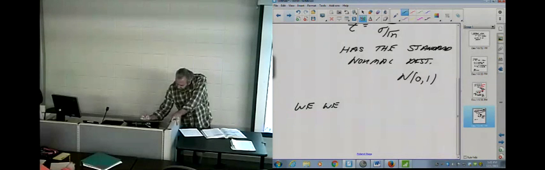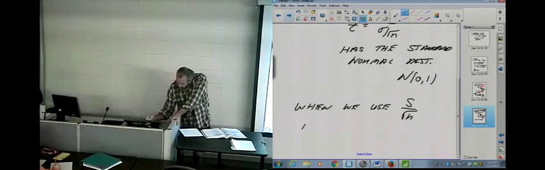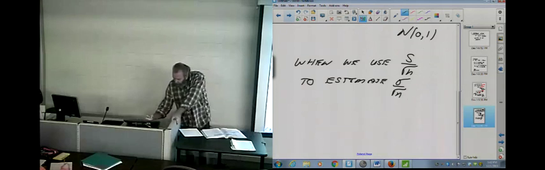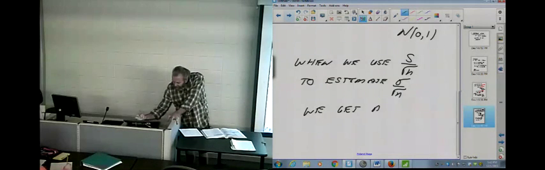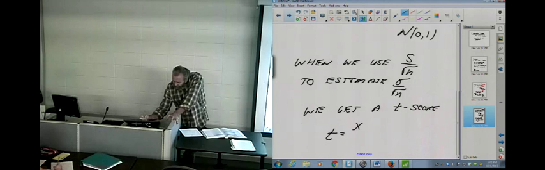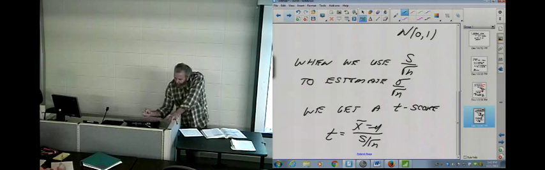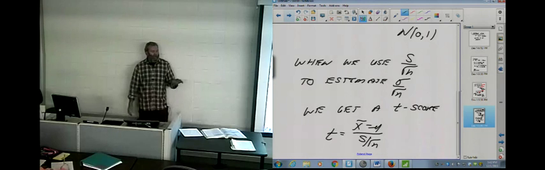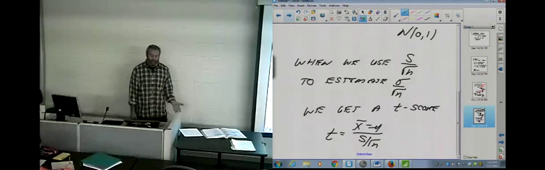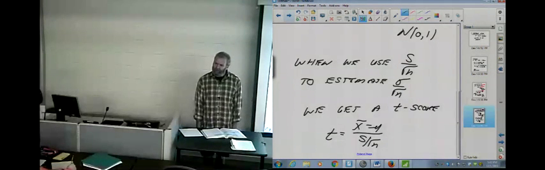When we use the standard error, s over the square root of n, to estimate that standard deviation, we no longer get a z-score. We get a t-score. And its t is equal to x bar minus your mean. So when the sigma becomes an S, when you have to estimate the population standard deviation, you no longer get a z-score. You no longer get the standard normal distribution where the z-scores live. Now you get a t-score, and it lives under some t distribution.